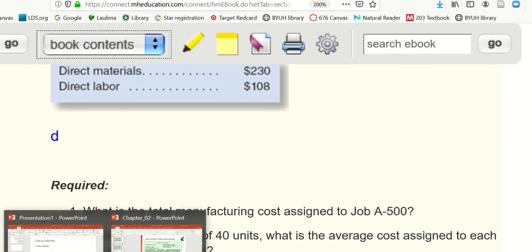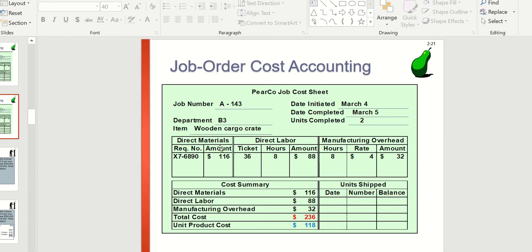So if we looked at what's going to go into a job order cost sheet, we would have A-500 over here. We don't know the dates really, but we'll know the number of units completed at the end. Direct materials, they gave us, direct labor they gave us, but manufacturing overhead, they did not give us a total amount, right? So we will need to solve for this manufacturing overhead, total cost. Once we find all those factors, we'll sum them up and then divide it by the number of units, right, to get a per unit basis. So those are the two questions asked in this problem, right?